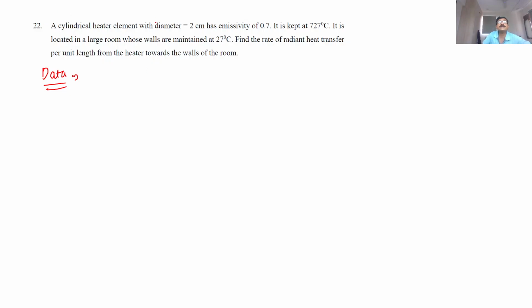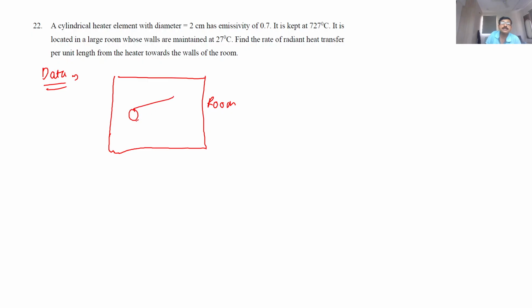A cylindrical heater element with diameter 2 cm has emissivity of 0.7. It is kept at 727 degrees Celsius and it is located in a large room. So there is a cylinder just like this, you can see the pen. This is a cylinder and this one is a room. This cylinder is kept inside the room. So I will try to draw a figure. For example, this is a room.